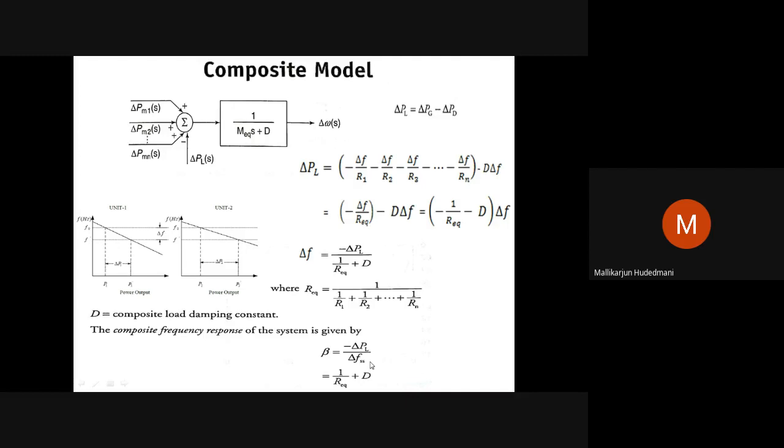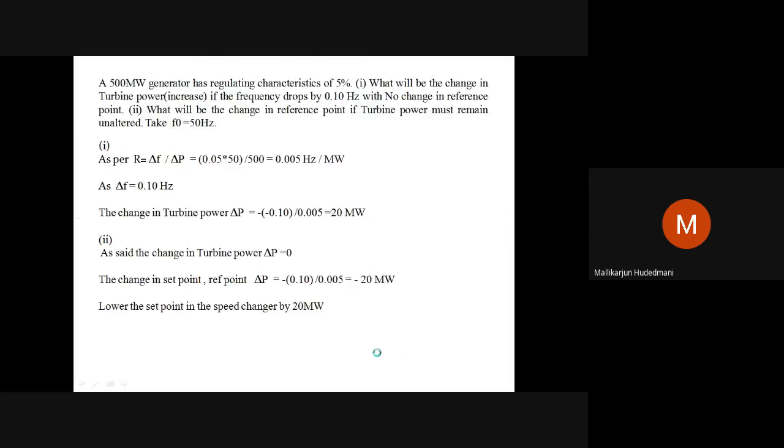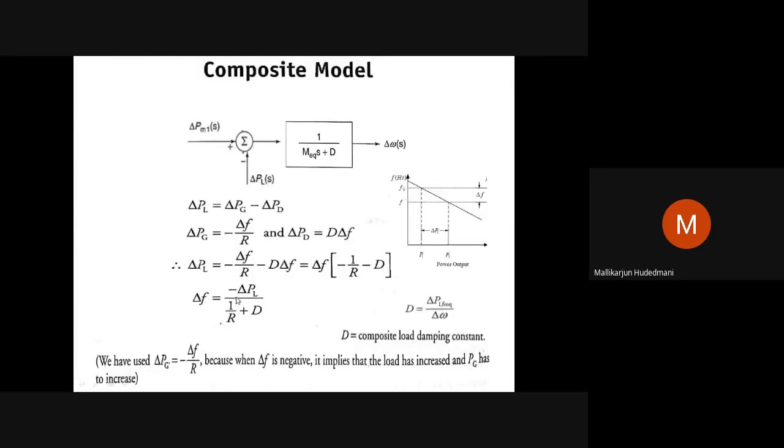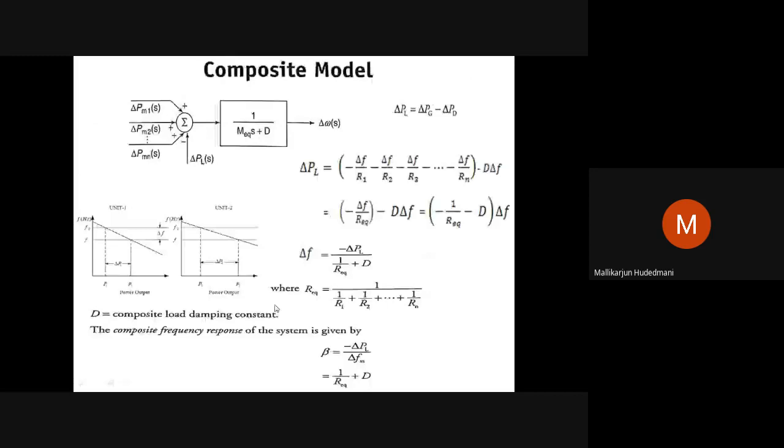So this is going to help you solve a lot more numerical problems. The one which I have shown you, single area, is delta F equal to minus delta PL divided by 1 by R plus D. In a single area with a single generator, we call it an isolated area. Isolated area means a single unit operating or a single plant. When I have plants with several generators, this concept comes into the picture. Definitely 1 by R equivalent comes into the denominator. This is how the composite model of a generator comes to our conclusion.